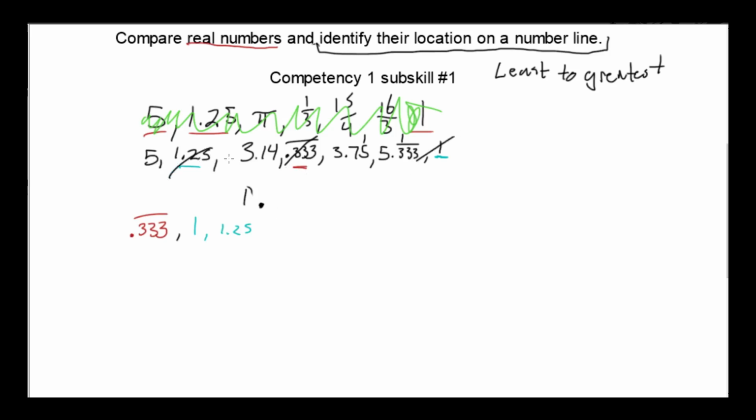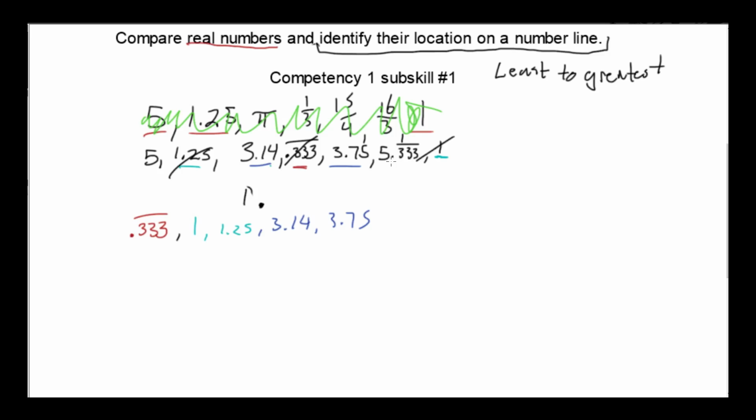Now I'm going to go to 2. Well, there's no 2s to the left of the decimal, but there are some 3s. 3.14 and 3.75. Well, that's a pretty easy one to decide on. And this is very easy because we went to decimal form for every one of these numbers so far.